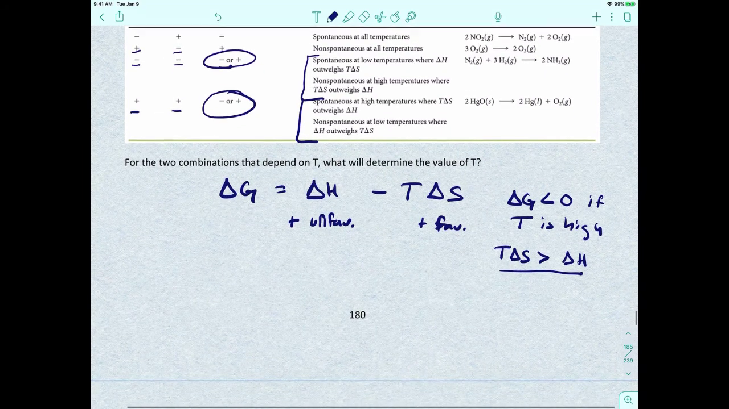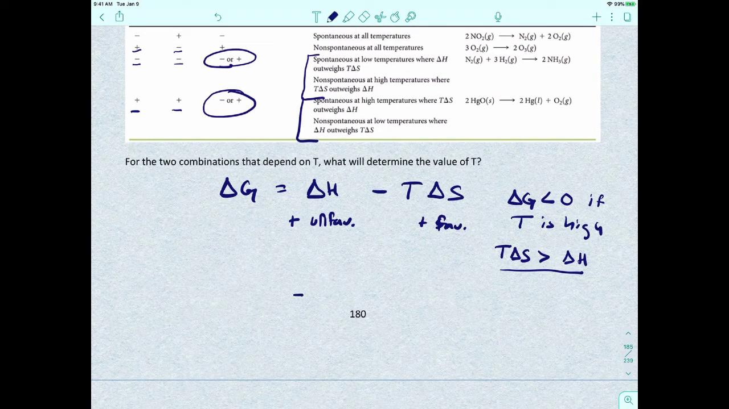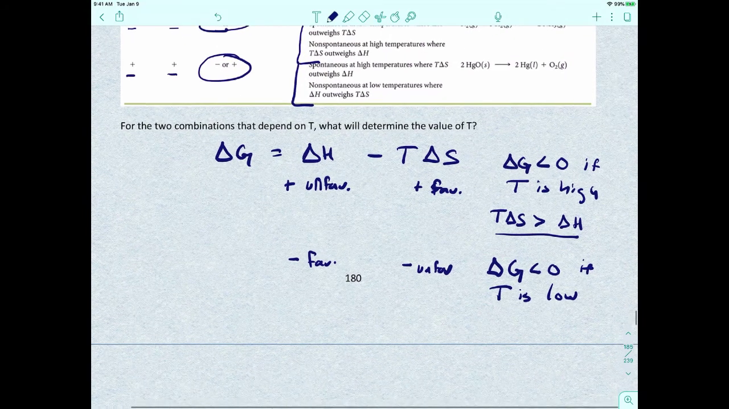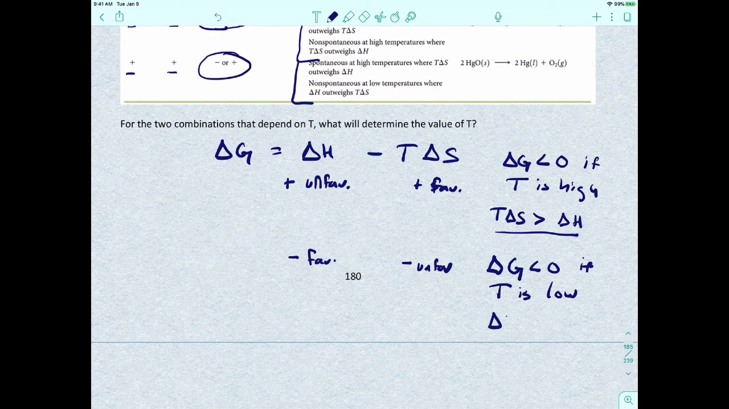All right. Now, if we go the opposite way, let's say delta H is negative, so it's favorable, and delta S is going to be negative, so it's going to be unfavorable. In that situation, delta G will be less than 0 if the temperature is low. So in this case, we want delta H to be bigger than T delta S.